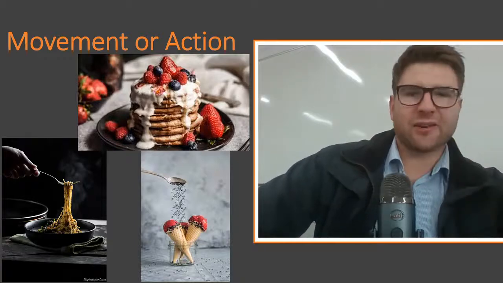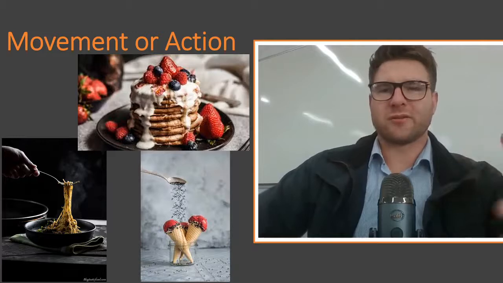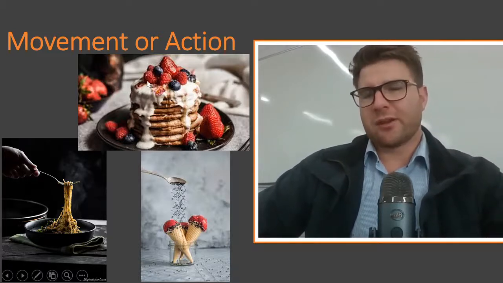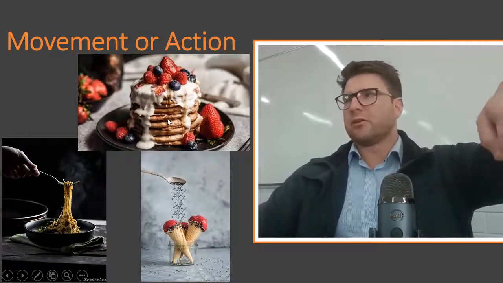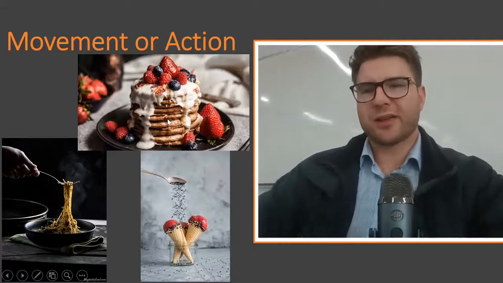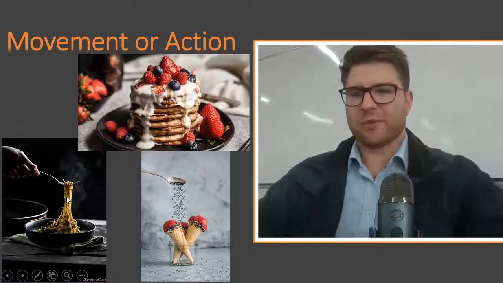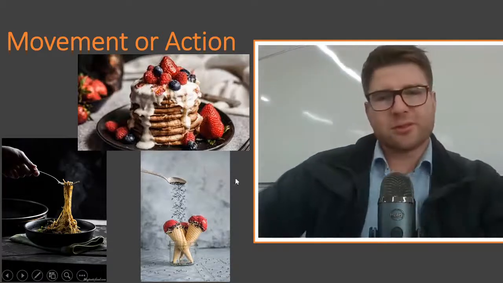So it's about creating a photograph that tells more of a story because of the movement and the action that's happening in it. In this case, we've got frozen melting ice cream. Another one is pouring honey or maple syrup onto the pancakes. Here you've got the stretching up of the noodles, or dropping sugar or sprinkles onto sweets.